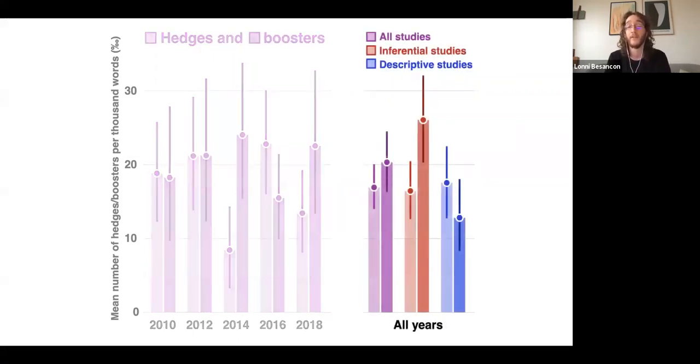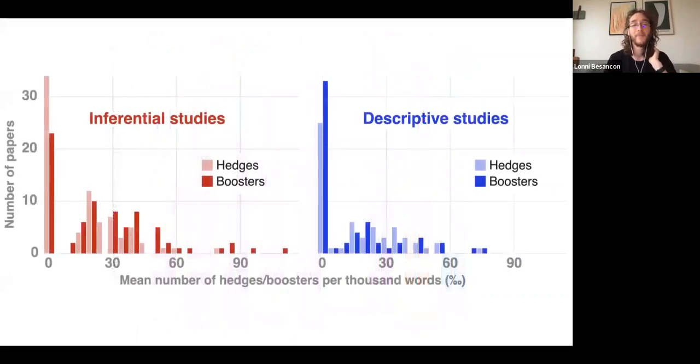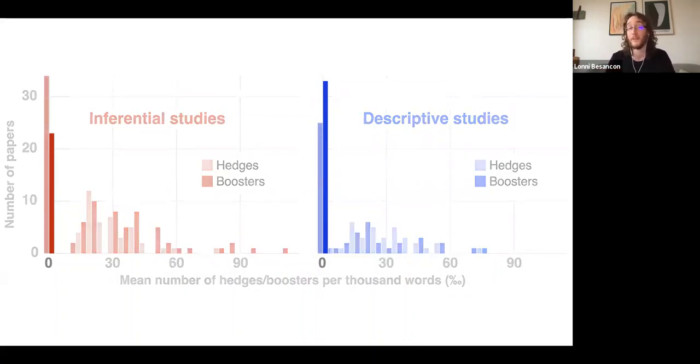But now if we combine all of this, what we can actually see is that descriptive studies tend to use boosters less than inferential studies, which is quite interesting. And I'm going to come back to that later. Now we see the mean number of hedges and boosters per thousand words, and we actually realize that lots of papers don't use any in their abstract, which is interesting again. I'm not trying to say that we should use them, but it's quite interesting to see that very often the number of papers not using them is pretty high. So maybe we should use them more, maybe not.